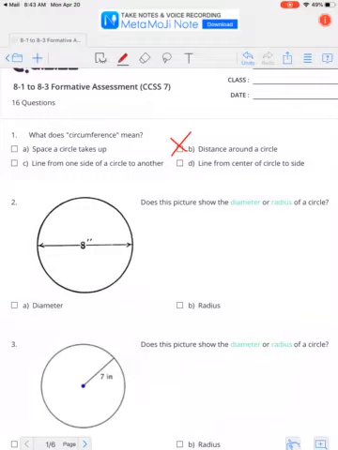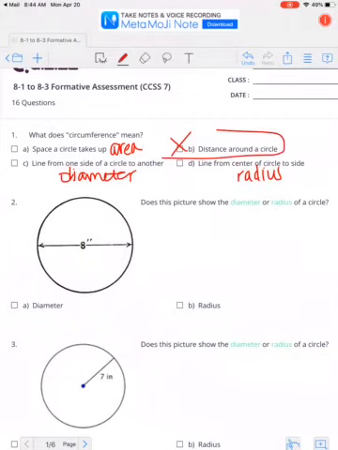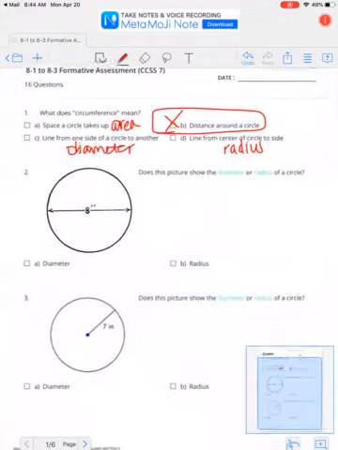The space the circle takes up is called your area. That's the amount of space inside. A line from one side of a circle to another is called the diameter. And the last one, line from the center of the circle to the side, is called your radius. Okay, so like I said, that would be B, distance around the circle.